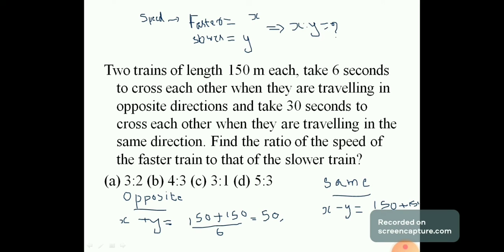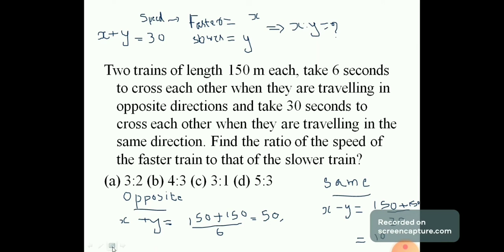So we got, in opposite direction, x plus y equal to 50, and in same direction, x minus y equal to 10. Here we have two equations in terms of x and y. Solve these two equations to get the values of x and y. Once we get the values, we have to find the ratio of the faster train to the slower train. Faster train speed is x and slower train speed is y, as we have already taken initially.